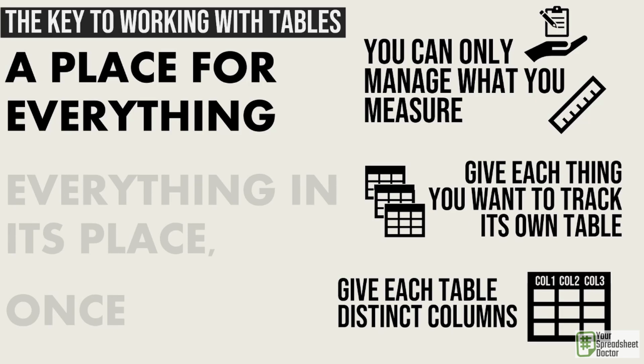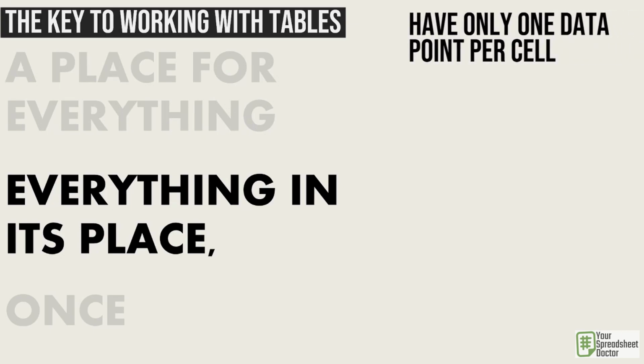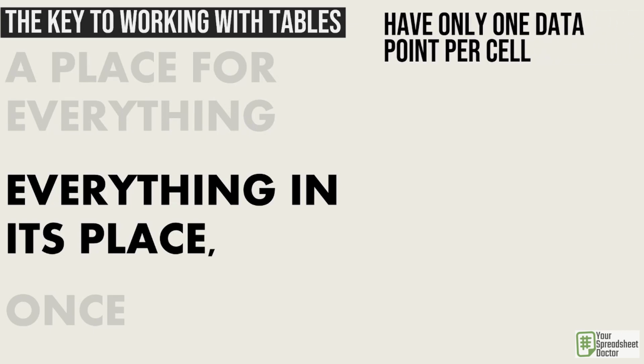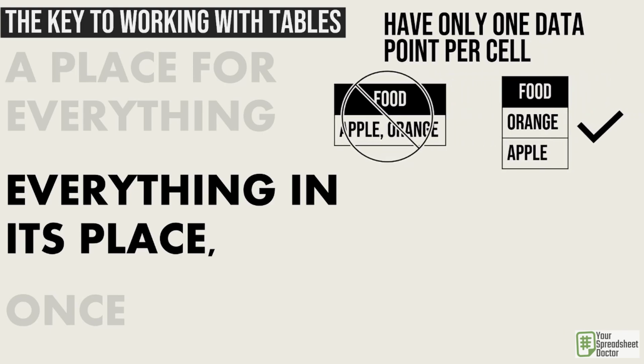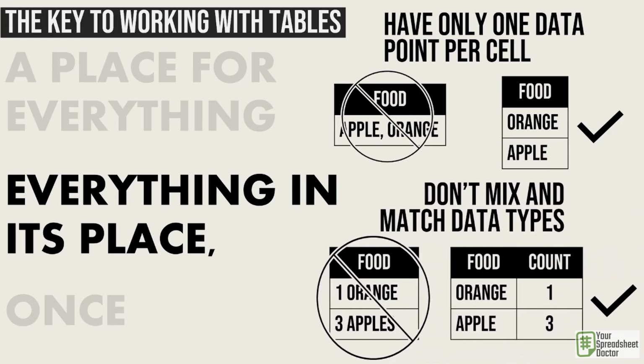Next, when I say everything in its place, I mean that now that you've created a space for things, you should put them where they belong. First, for me, that translates to having only one data point per cell. And second, that means don't mix and match data types. You might feel like you're saving space by putting more than one data point per cell in these ways, but separating out data will mean that they'll be much more accessible down the road.